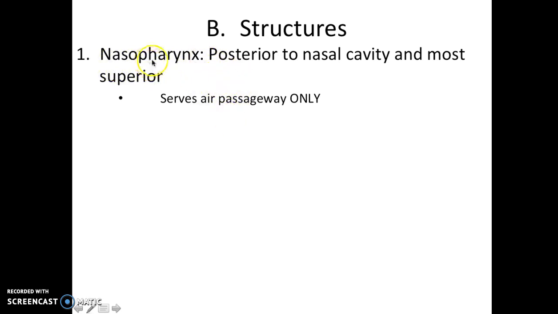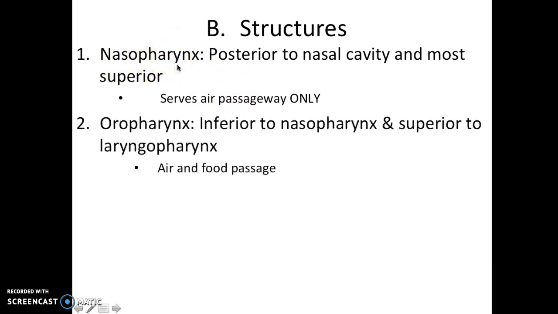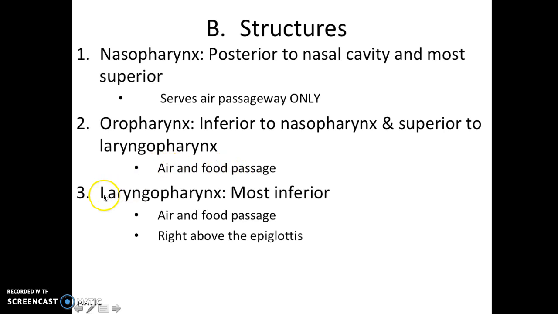So the nasopharynx is the part of the pharynx behind the nose. Right below that, more inferior, is the oropharynx. Oro means mouth, so it's right behind your mouth. Now these are not just passageways for air, but also for food. The laryngopharynx is the most inferior, and it is an air and food passage, and it's right above the epiglottis. So these structures, two and three, we're going to learn about them when we learn about digestion, because they can technically be for food.